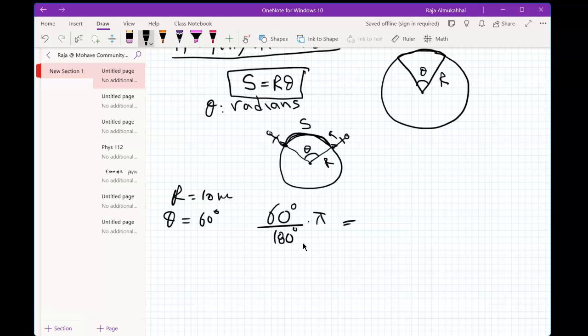Then I'm going to use my calculator. Remember, pi is 3.14. So I have 60, oops.